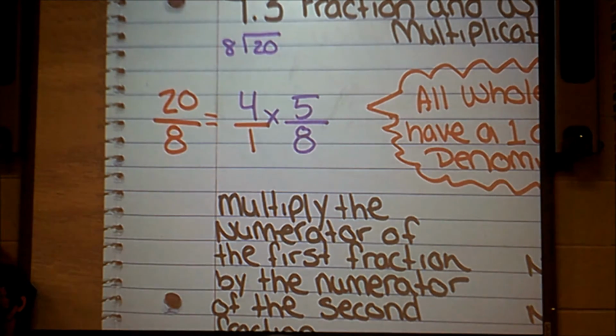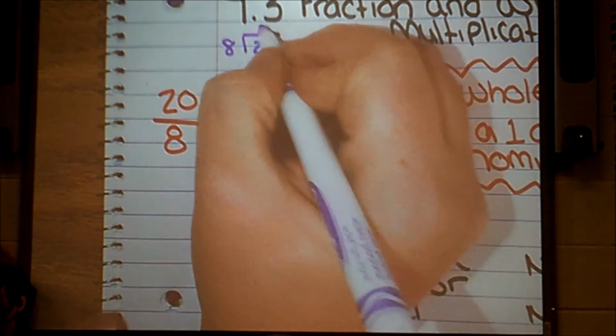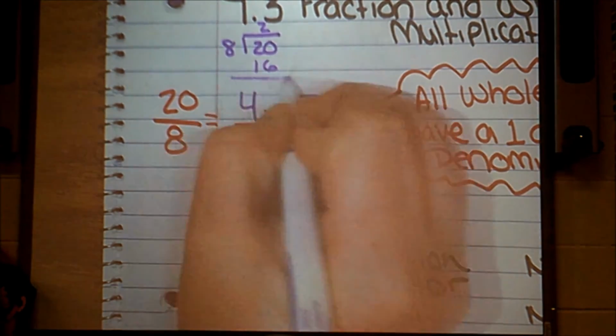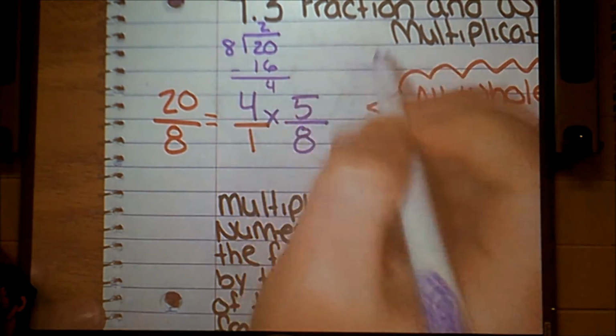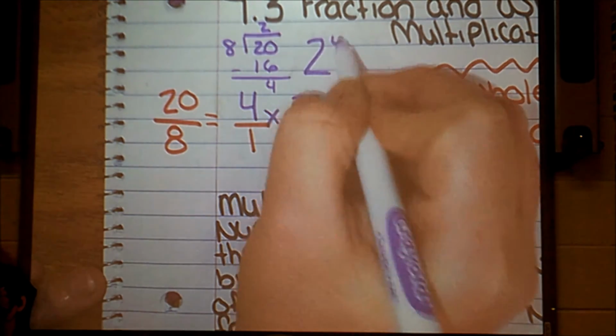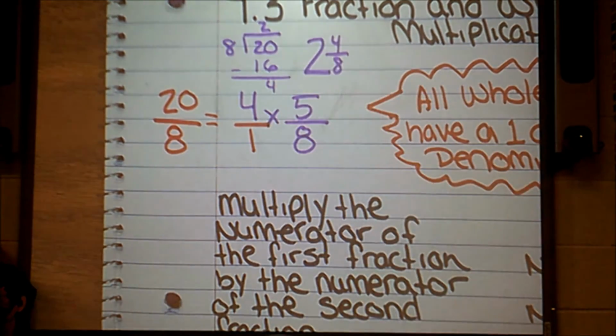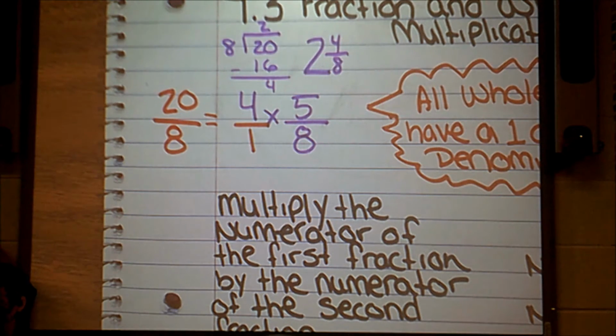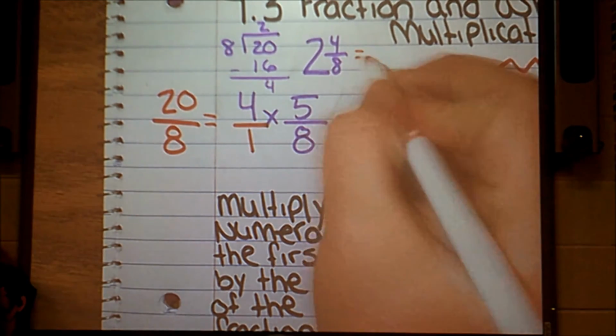So 8 goes into 20, 8, 16, 24, something like 2 times. 16, 4. So my answer is 2 and 4/8. And I know because you guys are so highly intelligent that you realize that 4/8 is the equivalent to 1/2. So my final answer is going to be 2 and 1/2.